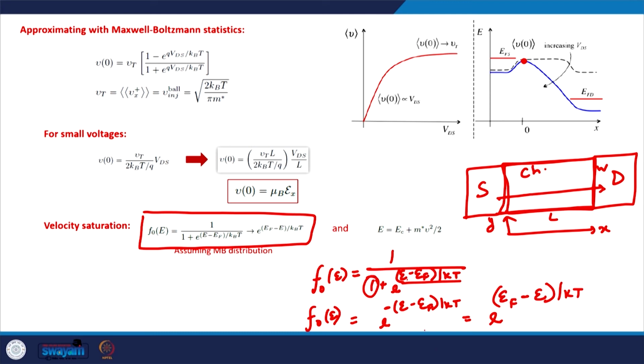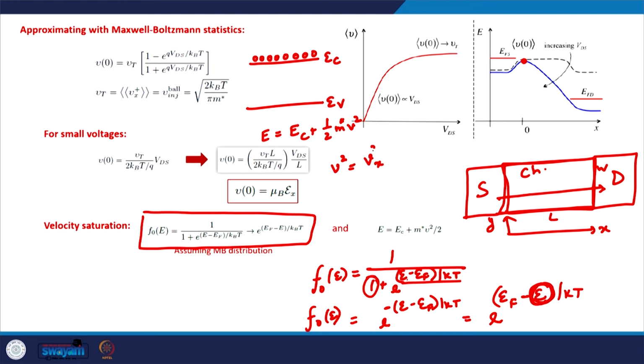Now if we look just at the top of the channel at x equal to 0 and try to understand the velocity here, we'll come to that. So what is this E here? This is the total energy of the electrons, and if we draw the bands, this is the valence band, this is the conduction band, and the total energy of any electron sitting in the conduction band is E equals EC plus half m v square, where this m is m star, the effective mass, and v is a 2D velocity, so it can be broken down into its components. So v square is vx square plus vy square.